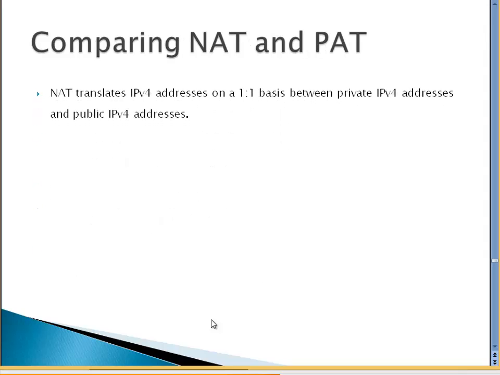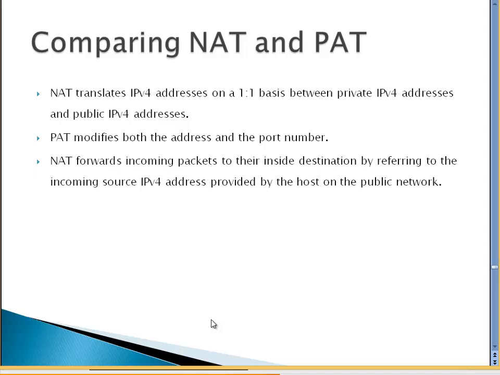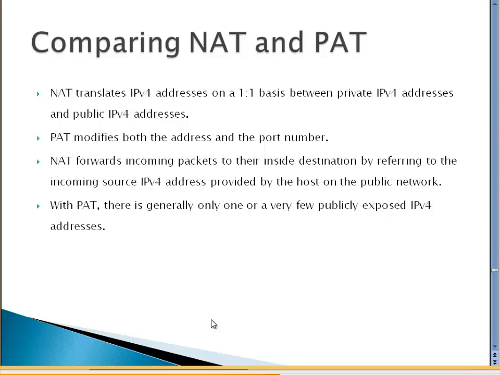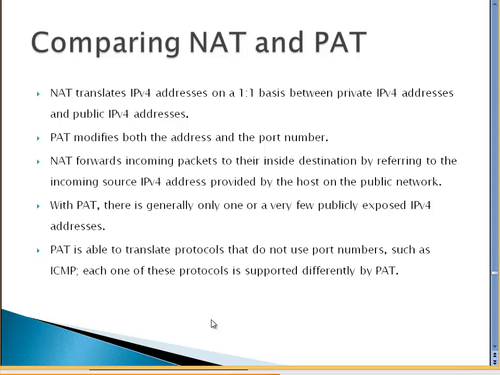To compare NAT and PAT, NAT translates addresses on a one-to-one basis between the private IP addresses and public IPv4 addresses. PAT modifies both the address and the port number. NAT forwards an incoming packet to the inside destination by referring to the incoming source IPv4 address provided by the host on the public network. With PAT, there is generally only one or a few publicly exposed IPv4 addresses. PAT is able to translate protocols that do not use port numbers, such as ICMP. Each one of these protocols is supported differently by PAT.